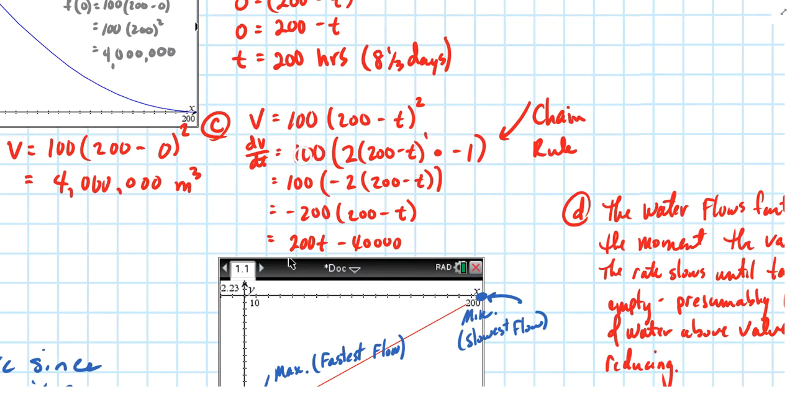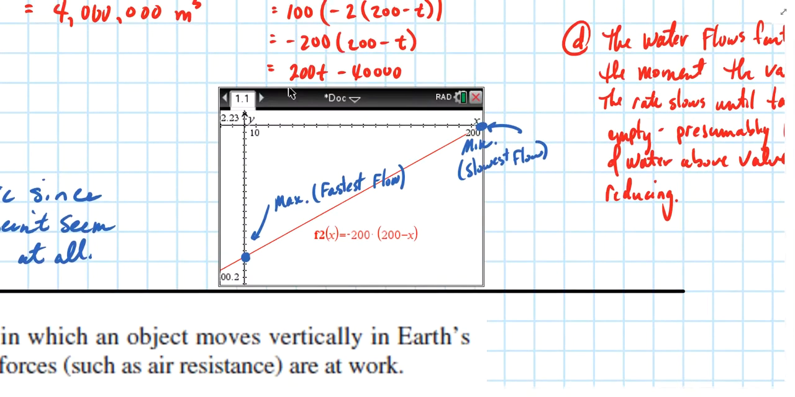So 100 is our constant multiplier. We'll leave that alone. But the derivative of 200 minus t squared: bring the 2 down front, multiply that by the inner function untouched, and then multiply by the derivative of the inner function. This would be a good opportunity for us to clean the math up with some algebra. We ultimately end up with the function 200t minus 40,000. And we can graph that.